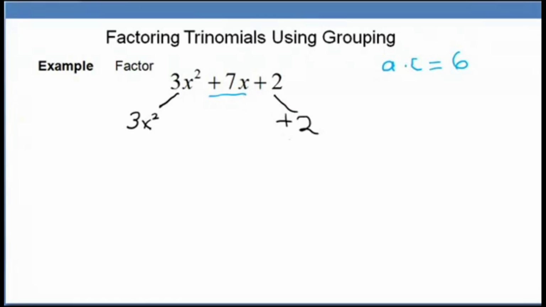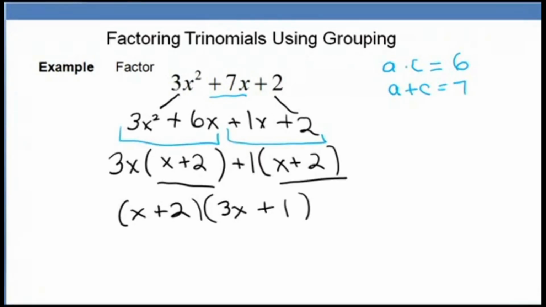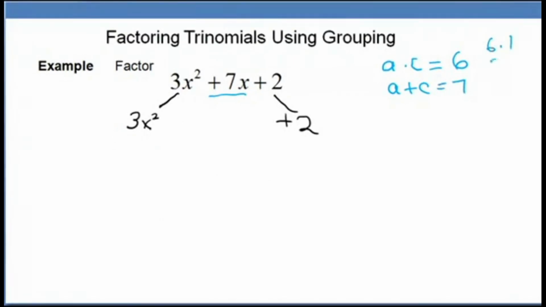And like our sign rules before, if we look at the sign of the last term, if this is plus, then they're going to add. So they're going to be like signs, the ones that go in here, they'll both be plus. So they're going to multiply to give 6, and they're going to add to give 7. So factors of 6, 6 and 1, or 3 and 2. To add to give 7, it will be the 6 and 1.